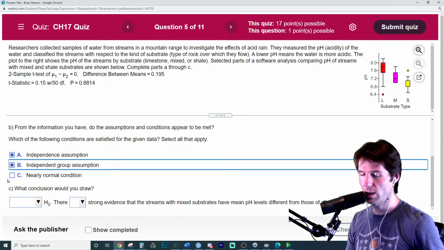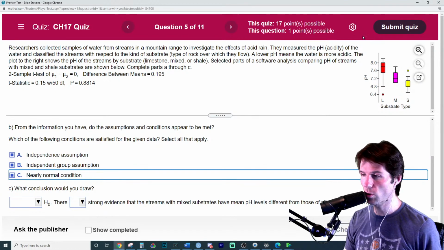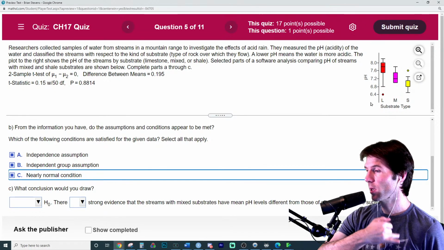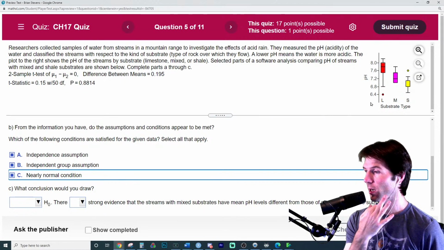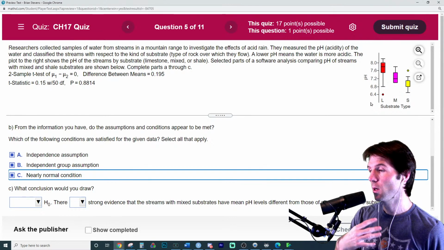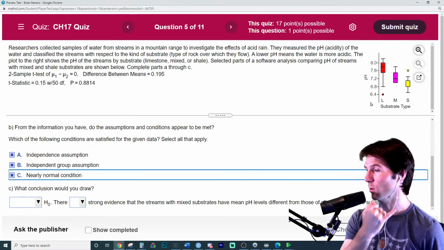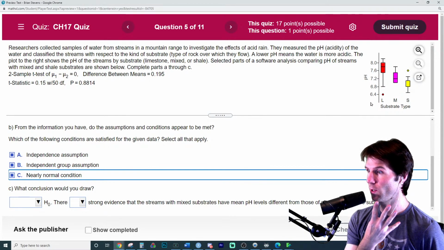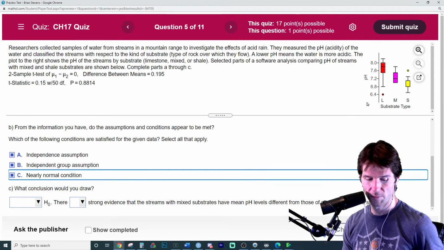The nearly normal condition would state that both of these groups follow a normal pattern, and that could be checked via looking at the histograms, goodness of fit test, normal quantile plot, or the large enough n way of checking. So once again, we have the nearly normal condition, which can be checked one of four ways: look at the histogram, normal quantile plot, goodness of fit, or large enough n way of passing the nearly normal.